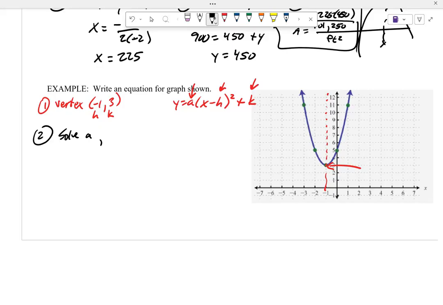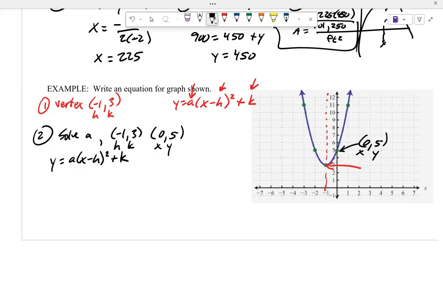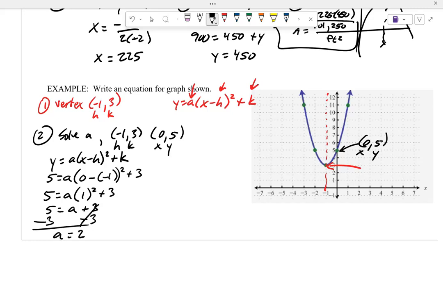So what do we have? Well, we have h, k. We also have some other points, like this one right here. See that 0, 5? That's just some random x, y on the parabola. So I'm going to use one of these points and plug it into our vertex form and solve for a. So y would be 5, a we don't know, x would be 0, h would be negative 1, k would be 3. 0 plus 1 is 1, squared, plus 3. 5 equals 1a plus 3, subtract 3. Hey, there's our a. a is 2.